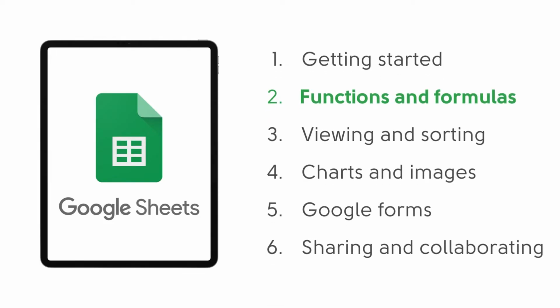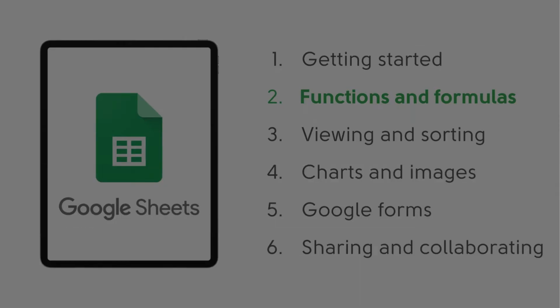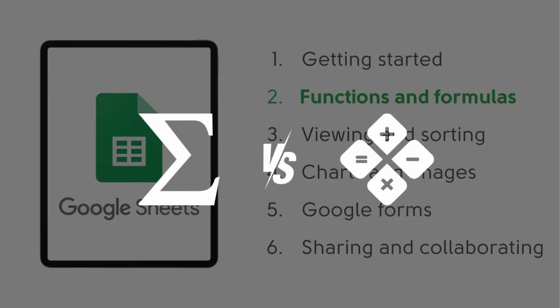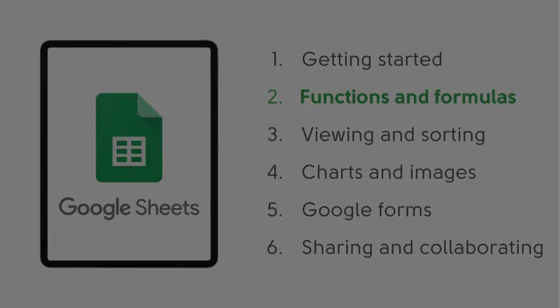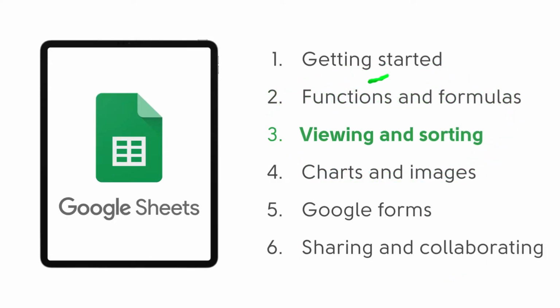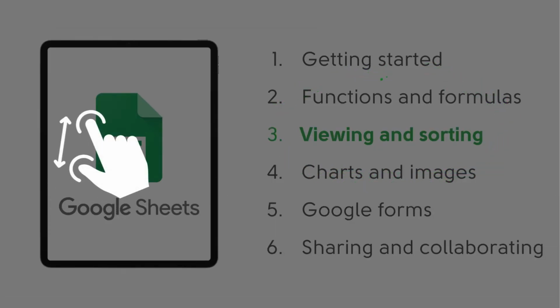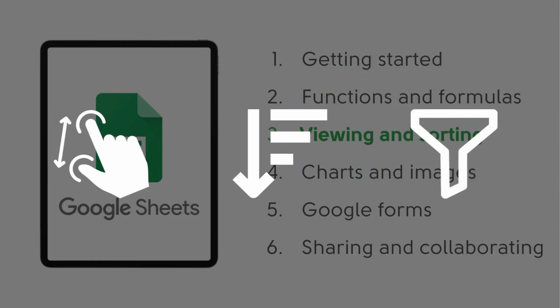Last time we were looking at functions and formulas and the main differences between the two, including some commonly used formulas and common functions. Today we're looking at viewing and sorting, including navigating your way around the workspace, sorting data in order, for example, A to Z and numerically, and adding filters to a column so that you can sort in different ways. Let's get started.